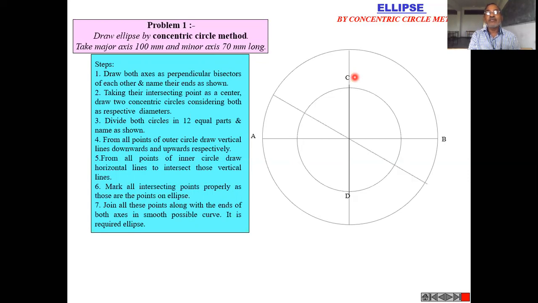And now divide these circles into a certain number of equal parts, depending upon the size of these circles. If it is too big, go for 16. If it is 100 mm and 70 mm, go for 12. If it is somewhat less, you can go for even 8 equal parts as well. But here, taking the size 100 mm and 70 mm, it is better you go for 12 equal parts.